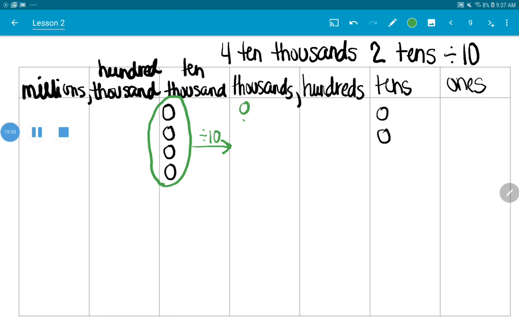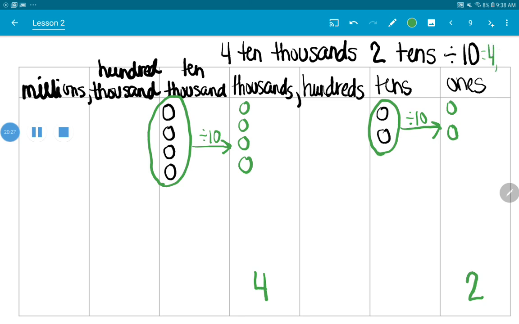4 thousands. And my 2 tens become 2 ones. So I have 4 in my thousands place value and 2 in my ones place value. How would I write that number in standard form, Caden? 4,000 plus 2. 4,002. 4, 0 hundreds, 0 tens, and 2 ones. 4,002. Okay, you may erase that one.